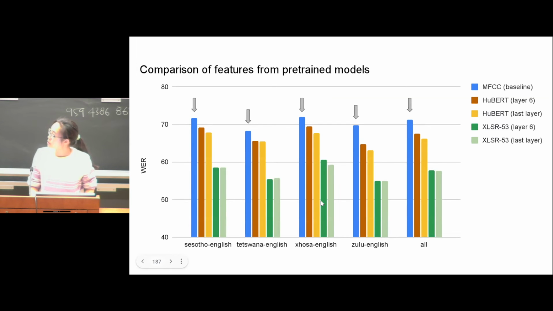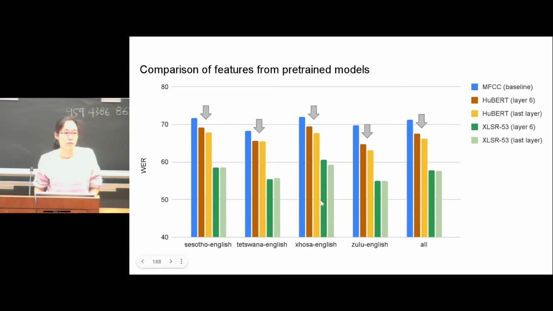So here are the first results. So in blue, you have the baseline. So I use MFCC features to train the TDNN acoustic model. And then I also have the HuBERT model used to extract features. So this time I did 2 experiments. One is using the last layer of the HuBERT to extract features, and the other one is using the 6th layer of HuBERT to extract the features. And then I also added these 2 green experiments. So instead of using HuBERT, I used the XLSR model, and again, it's with the last layer or with the 6th layer to extract features.